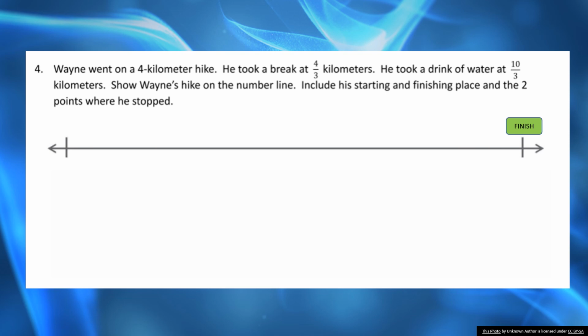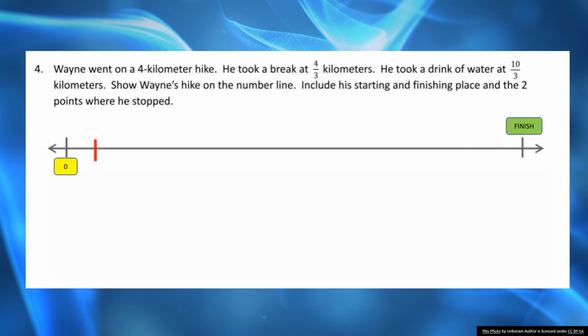Now, if Wayne went on a 4-kilometer hike and he took breaks at 4/3 kilometers and took a drink of water at 10/3 kilometers, I notice that my denominators are 3s, which means I have to partition my number line into thirds. So let's go ahead and partition this number line into thirds. I'm going to place my endpoint and write the number 0 here and box it in so that I have a starting point. So I'm going to start at 0.